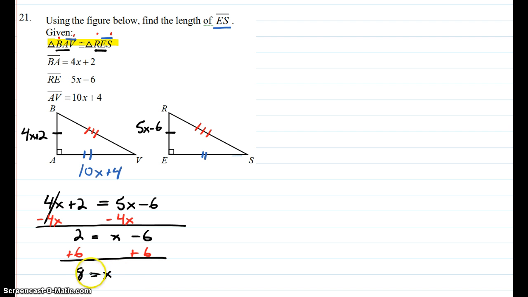Now that I know what x is, I'll be able to put the x in here and figure out what AV is, and since AV and ES are the same, by finding what AV is, I found what ES is. So let's take the x and plug it in to what AV is. We have 10 times 8 plus 4. So we get 80 plus 4, or 84. So that means that segment ES is going to equal 84.